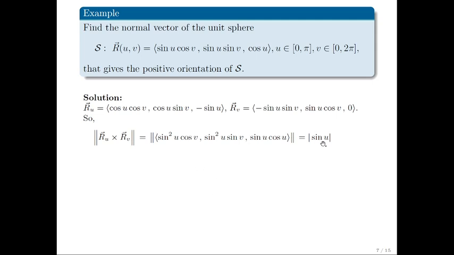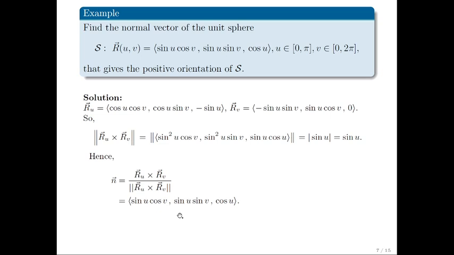But notice that u only varies from 0 to pi, meaning values of u are just in the first and second quadrant. Thus, sine u is always non-negative. And in this case, the absolute value of sine u would simply be sine u. And then we can compute the unit normal vector. It's ru cross rv over the norm.